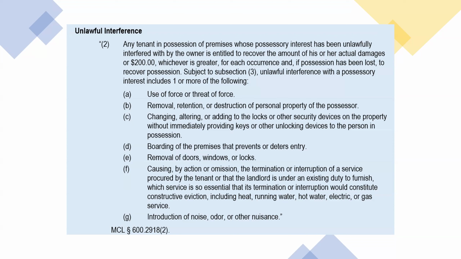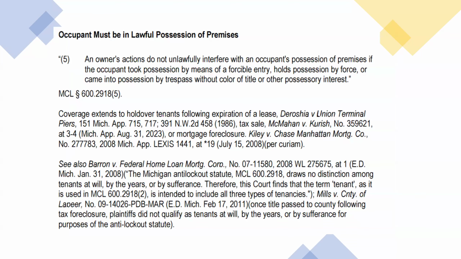Going back to subparagraph F, by action or omission, right? An omission would be, for example, a landlord not paying the water bill. If the landlord's obligation is to pay the water bill, and the landlord doesn't do it, and the water gets cut off, that's an omission. Failing to repair, or provide for a hot water tank for months on end, that's unlawful interference. Those are all things that will violate the anti-lockout statute.